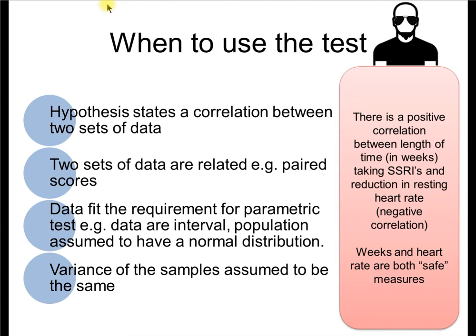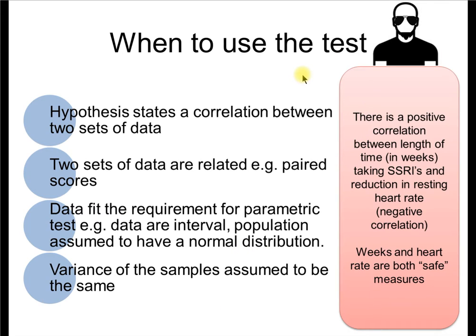When do you use it then? When the hypothesis states a correlation between two sets of data, when two sets of data are related, i.e. they're paired scores, usually from the same person, when the data fit the requirement of the parametric test, so in other words, data at interval, the population is assumed to have a normal distribution, and variance of the samples is assumed to be the same.